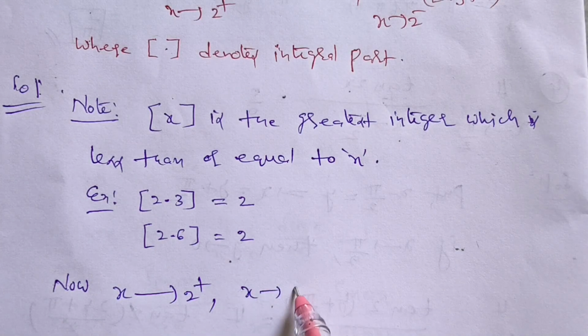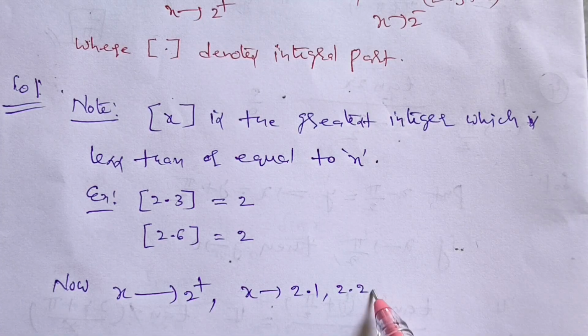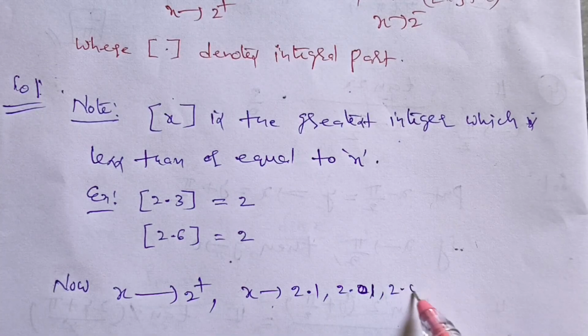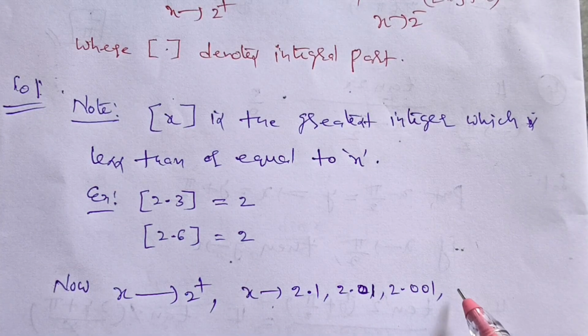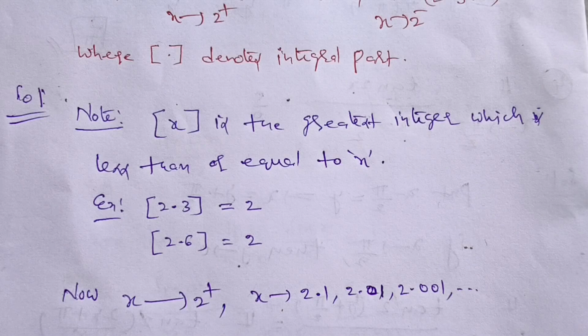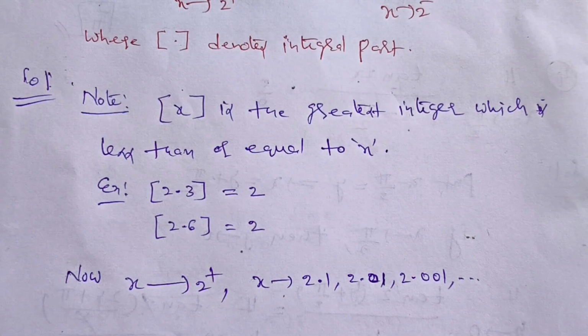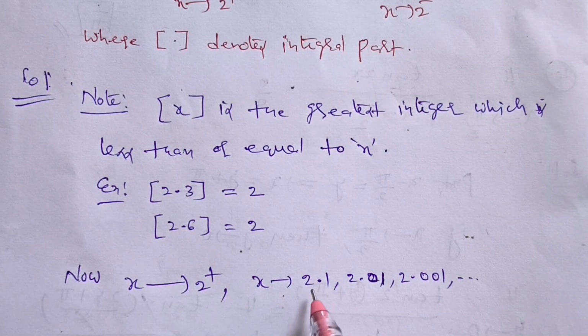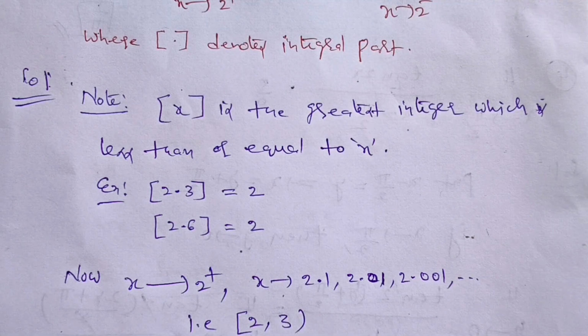x tends to 2 plus. 2 plus means after 2, that is, values which are near to 2. That means x tends to 2.1, 2.01, 2.001, so it approaches 3. x tends to 2 plus means values greater than 2 and approaching 3. That is the meaning of x tends to 2 plus. So this can be written as the interval closed bracket 2 comma 3.